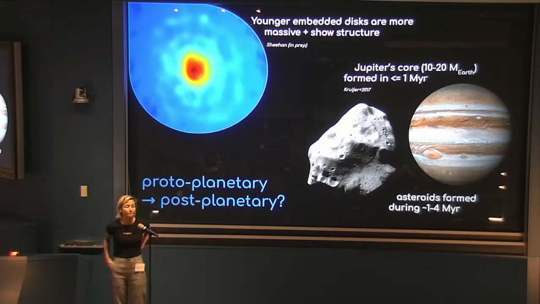Okay, it's still yellow, so I'm going to jump to the back then. How do you get things like 10 Earth masses formed that fast?